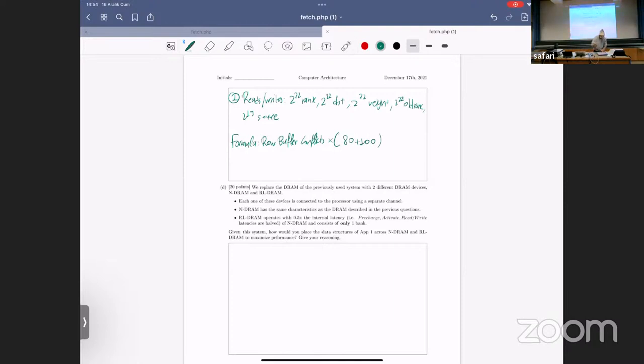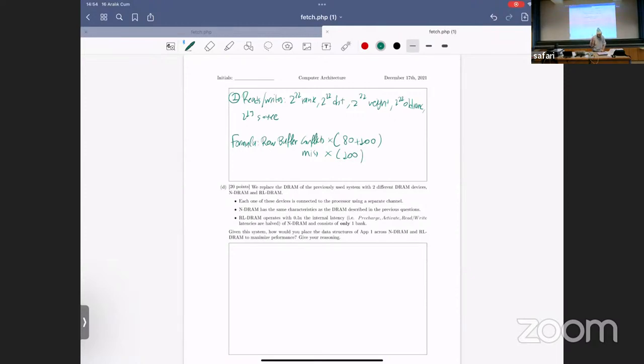And then in the case of a row miss, the only thing we need to do is activate the row. So we need to pay for 100 cycles. In the case of a miss, we need to pay for 100 cycles, yes. Okay.